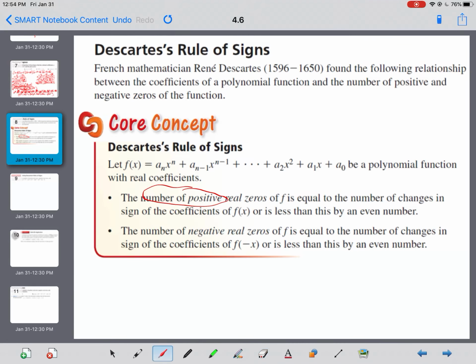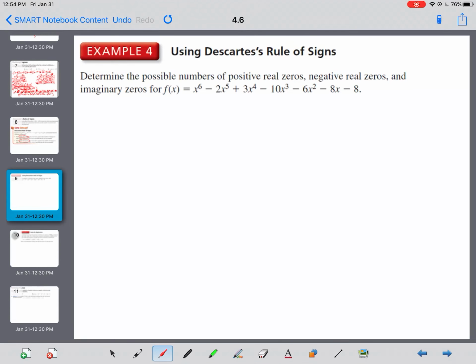The number of negative real zeros, the non-imaginary ones, is if you change all the signs in the problem first, and then you count all the sign changes, like we did in the last. Or less by an even number, because the imaginaries come in pairs. So let's see what this means. Determine the possible number of real positive zeros, real negative zeros, and imaginary zeros.